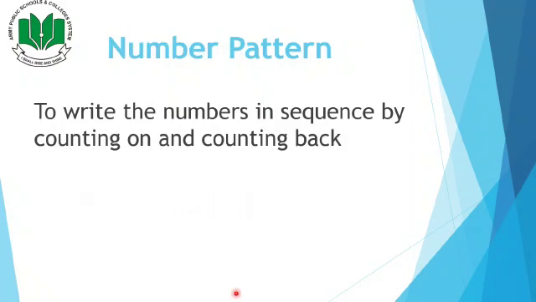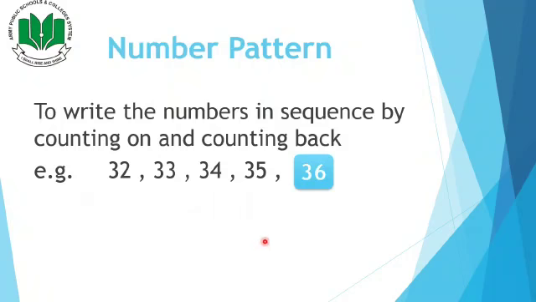To write the number pattern in sequence by counting on and counting back is called number pattern. For example, 32, 33, 34, 35. What will come next? 36. This is an example of counting on. Similarly, 78, 77, 76, 75. What will come next? 74. This is an example of counting back.